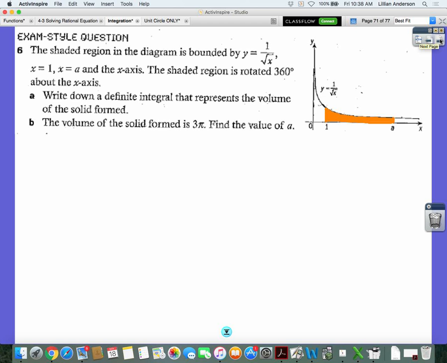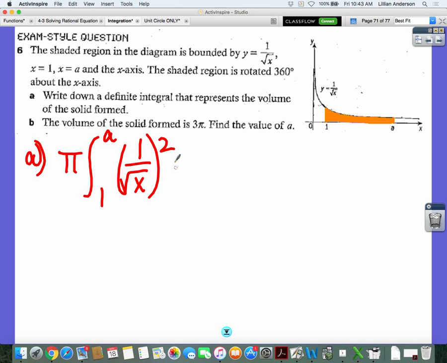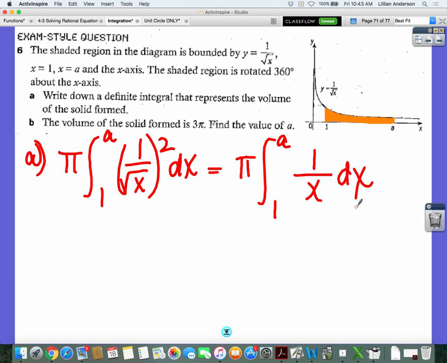From 1 to A. Try to do this on your own. You should have set up the definite integral for the volume. So it should have been from 1 to A of the function 1 over the square root of x, squared, dx. Now when you square a fraction, let alone a square root, you square the top and the bottom. So that turns into 1 over x dx. That should have been part A.